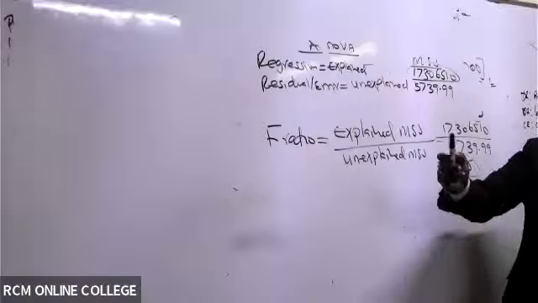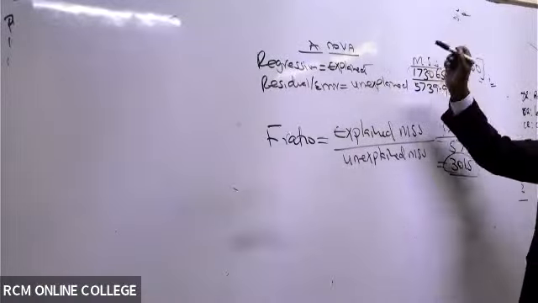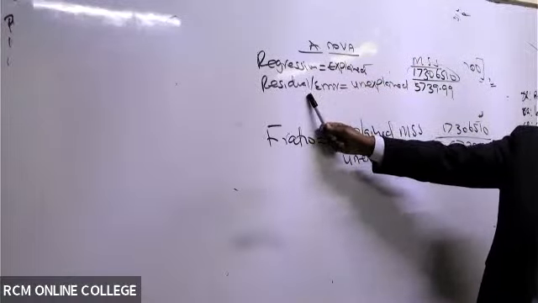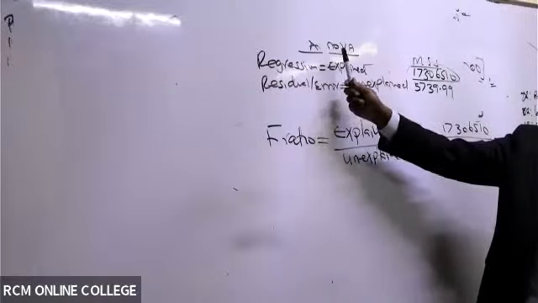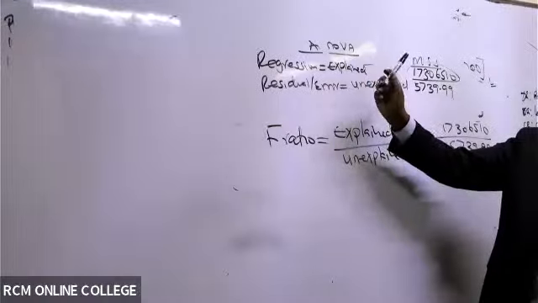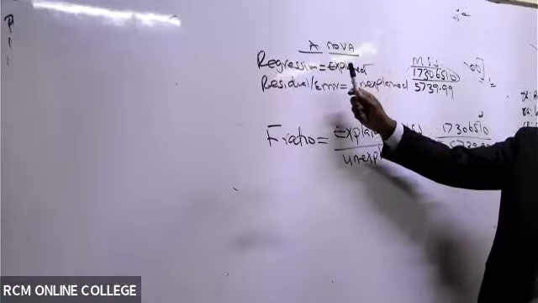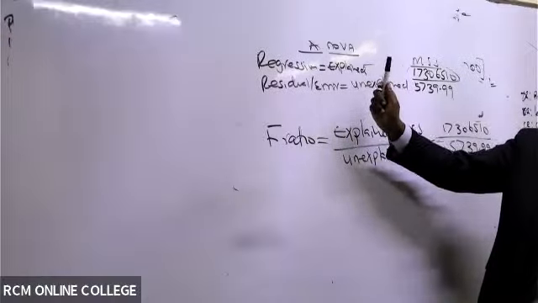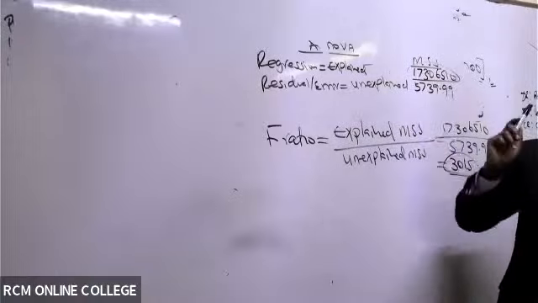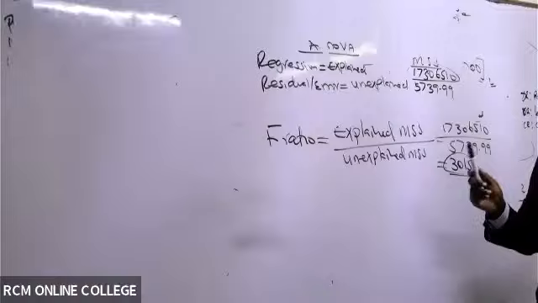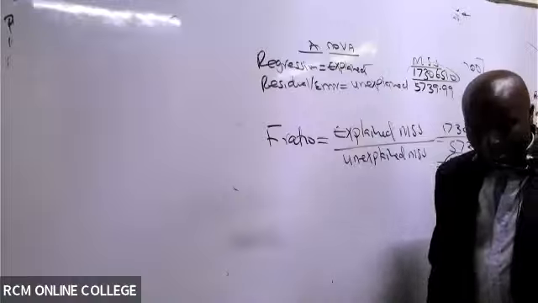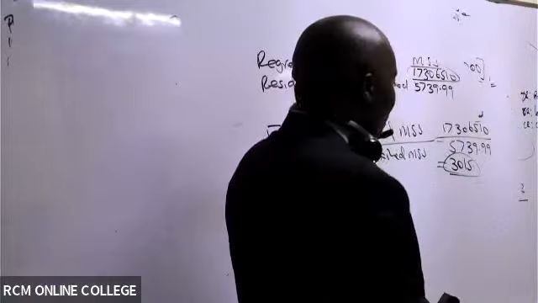All right. But have you been able to understand here that there are two types of variances? We have what we call regression and what here? Residual. And regression is what we call explained. Regression is what we call explained. And then residual is what we call unexplained. There are two types of variances. You're supposed to know this, that under regression and ANOVA, there are two types of variances.